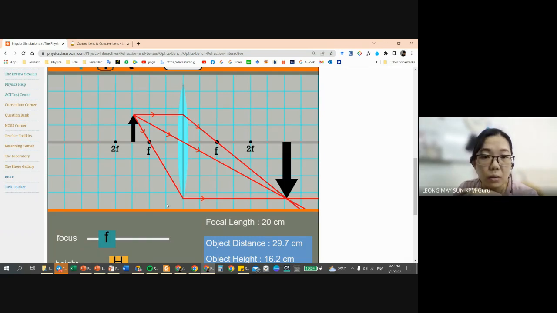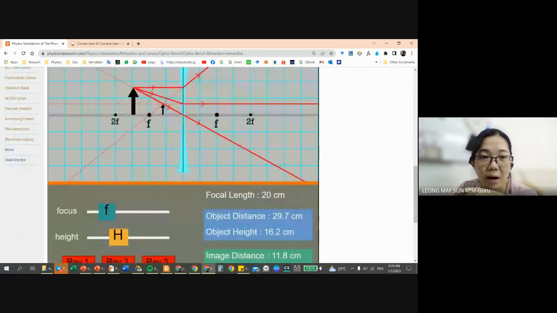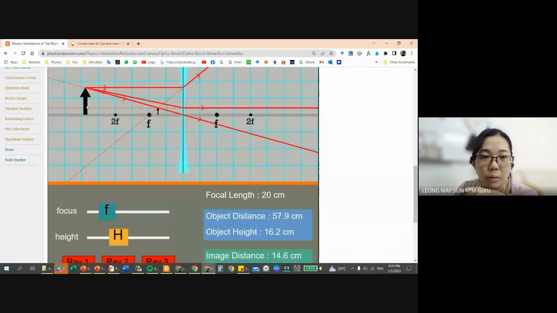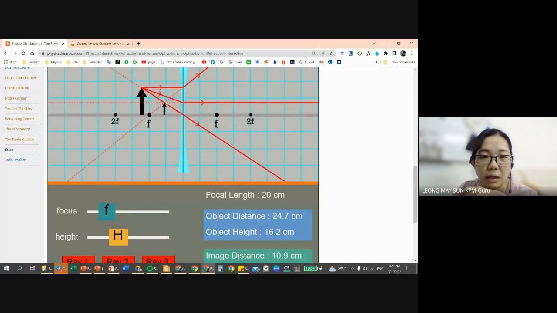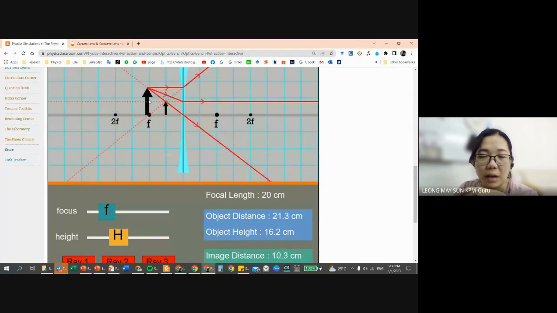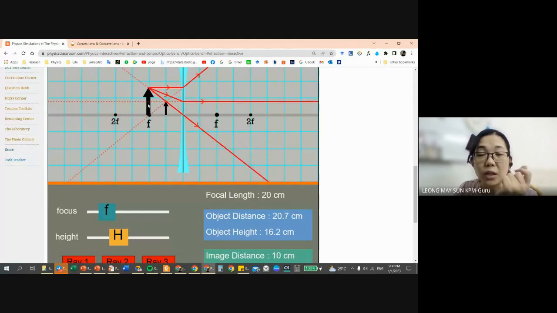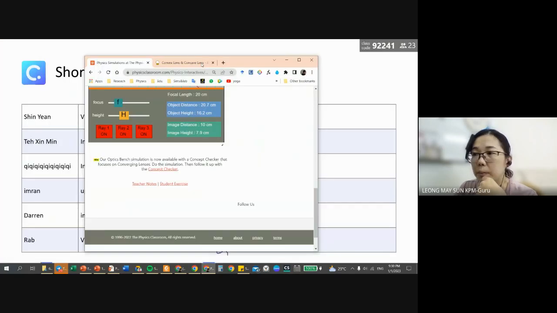Okay, but for a concave one, whatever happens, the image will always be virtual. See, this is the image. Whatever the position of the object, the image will always be virtual. Okay, and it's always upright and always diminished. Okay, so this is the image formed. Do learn how to practice more of this.